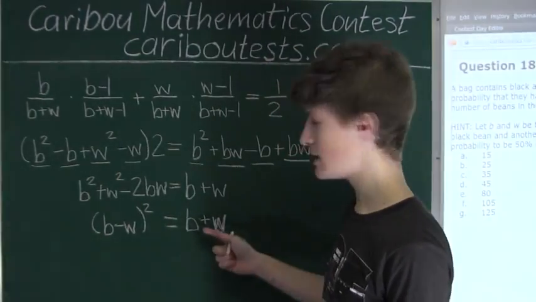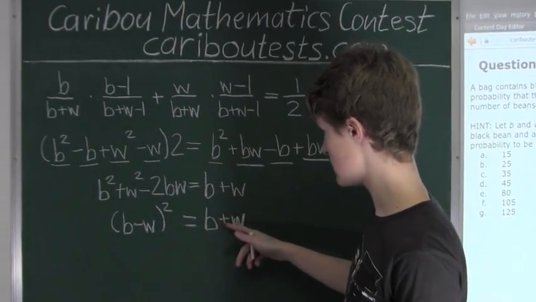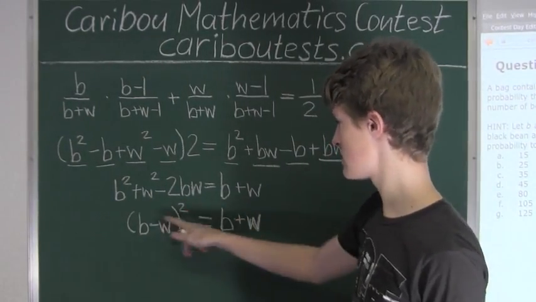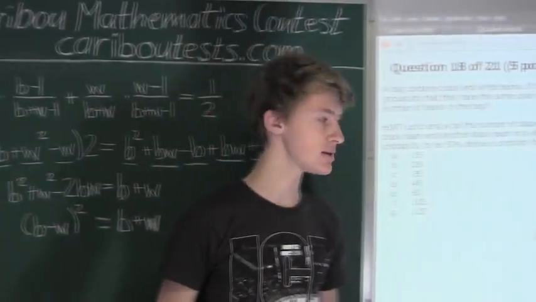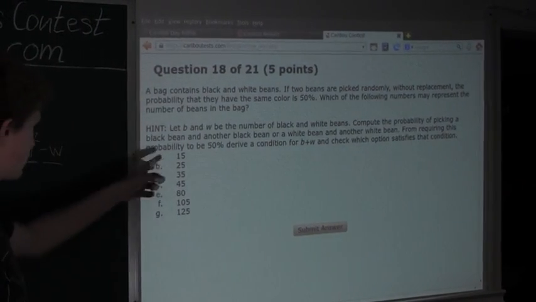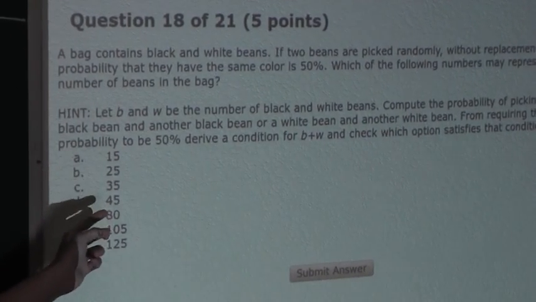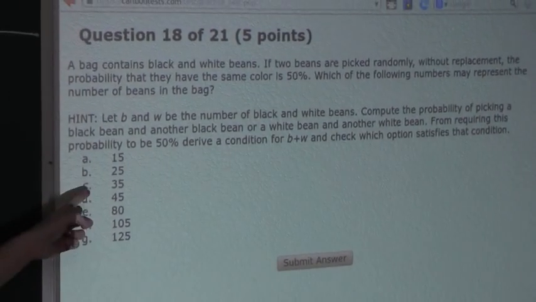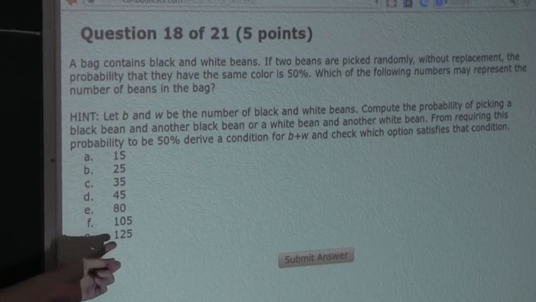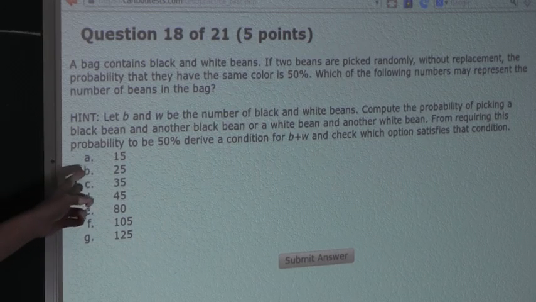Okay, and now we can see B plus W is just the sum of all beans. And here we can see that that must be equal to a square, because this is squared. Alright, now let's look at which of these options is a square. 15, no, that's not a square. 25, yes, 25 is 5 squared. 35, no. 45, no. 80, no. 105, no. And 125, no. Therefore, we know that the answer is B, 25.